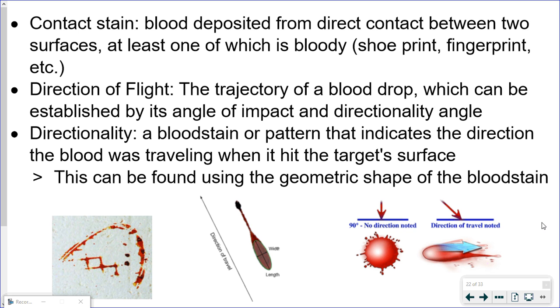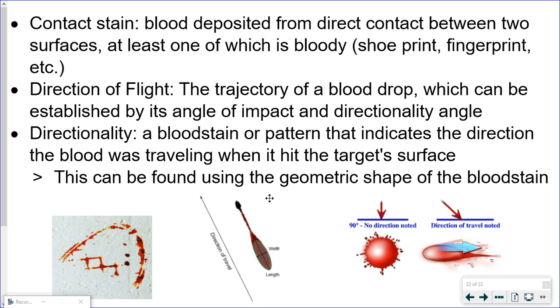One thing that you'll notice a lot of times is blood drops will have tails on them. And that tail shows you where the blood drop was traveling to. So it's almost like an arrow pointing in the direction of travel.